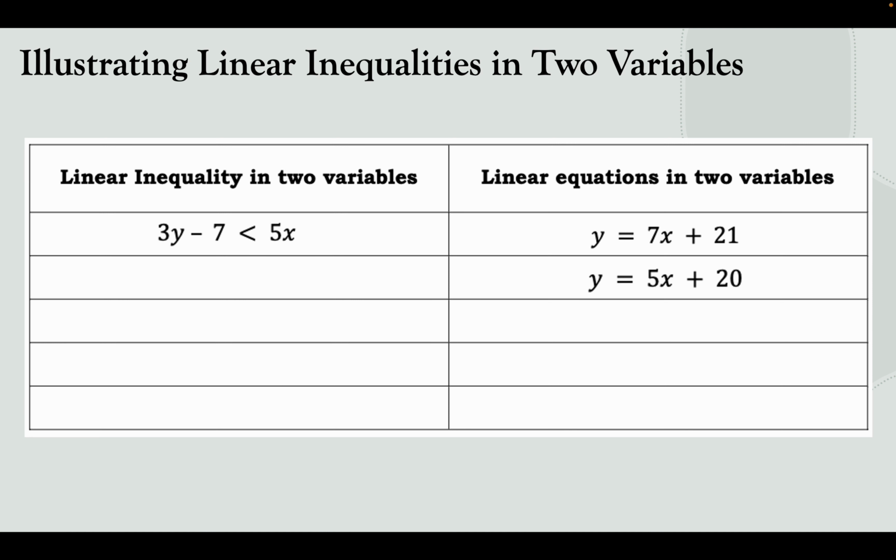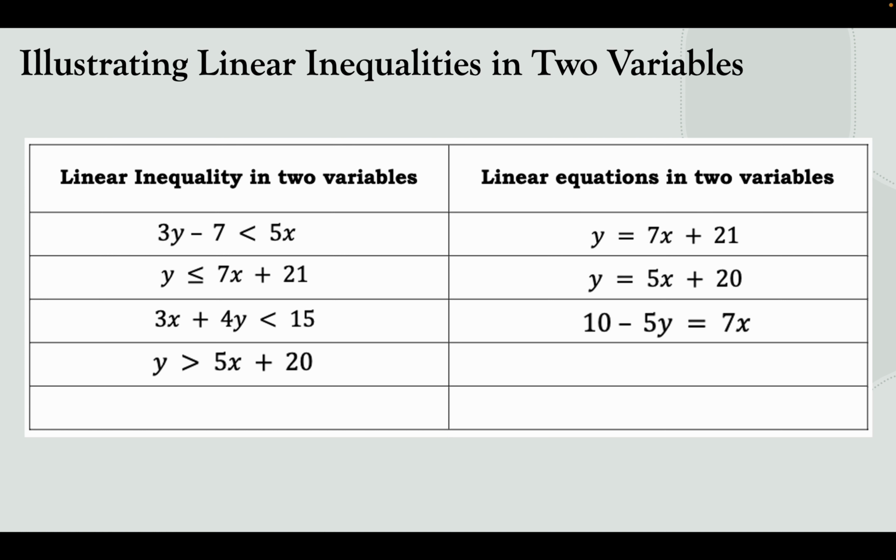Next, we have y less than or equal to 7x plus 21, so under linear inequality in two variables. Next, 10 minus 5y equals 7x, so it falls in linear equation in two variables. Next, we have 3x plus 4y less than 15, so it falls in linear inequality in two variables. Next, we have y greater than 5x plus 20, so it falls in linear inequality in two variables.